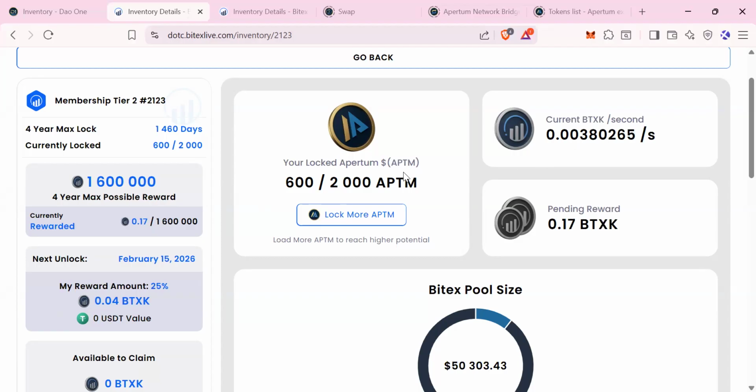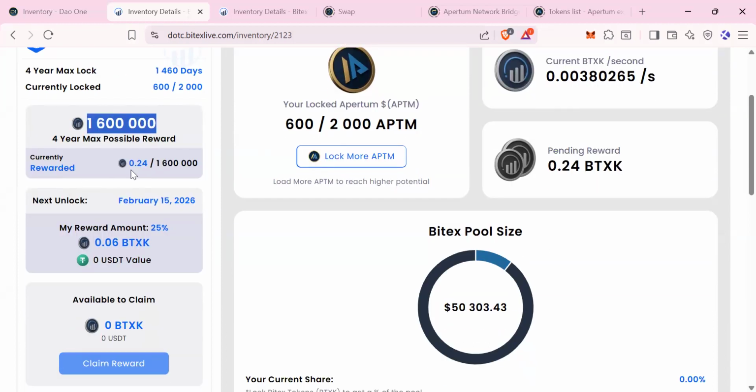On the right-hand side here, this is the summary. It says here that you've got a 4-year maximum lockup period of 1,460 days, and you currently got 600 Apertum tokens. You're going to get in 4 years this year 1,600. And currently you have got 0.25. So this piece over here is the same as this one over here on the right hand side. It just picks it up.